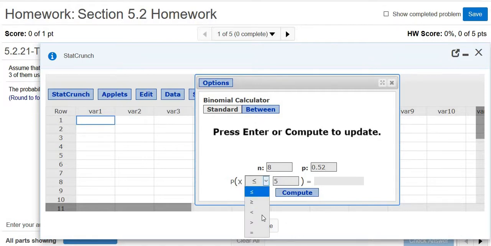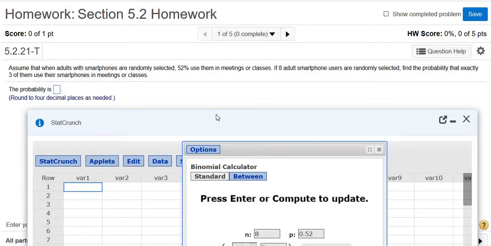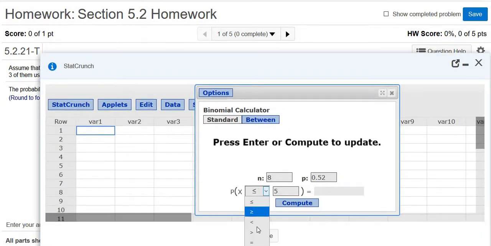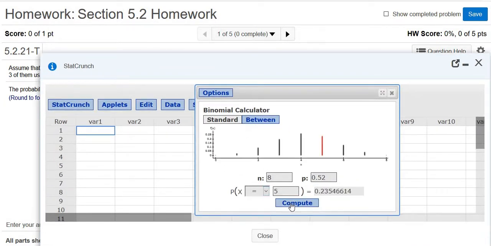And then here you can change the symbols. So to figure out the symbol, we usually have to reread the question. It says exactly 3 of them. So exactly means equals. So you change this to equals. You click compute. And there it is. Whoops, exactly 3. There it is.